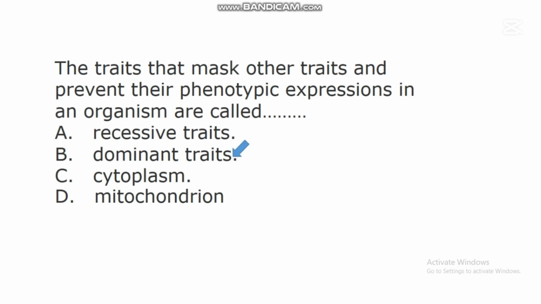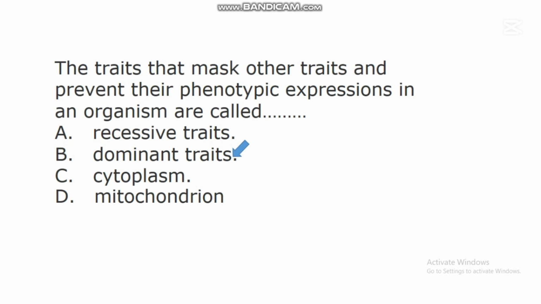Dominant traits are those traits that mask other traits in such a way that they prevent the phenotypic expressions of other traits in an organism. These dominant traits are in charge, or they mask other traits and prevent their phenotypic expressions.